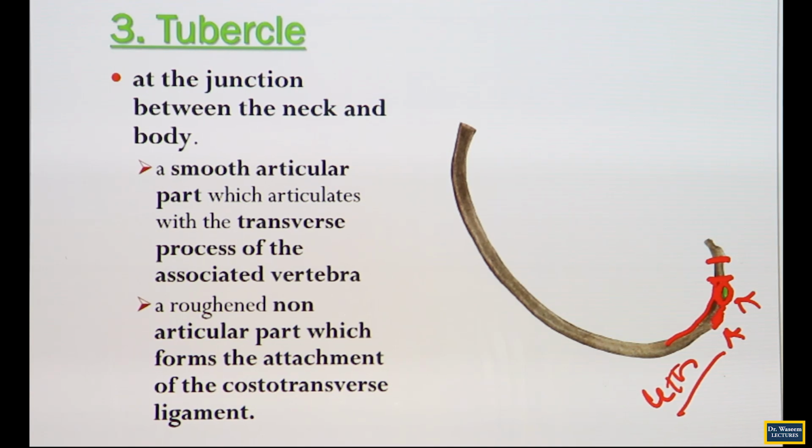So the tubercle is very important for this purpose, and the rough surface, which is present other than at the articular part, is for the attachment of the ligament. This is called the costotransverse ligament. This is called the tubercle. We will show you that in the joints also.